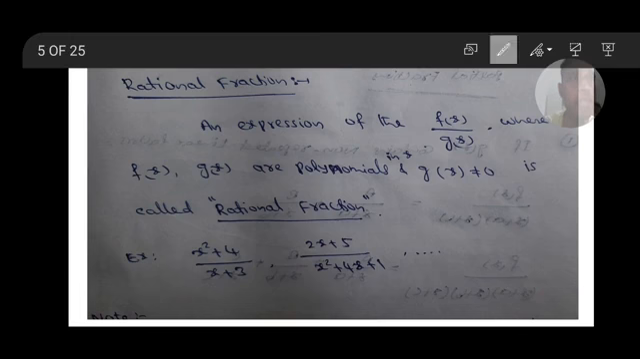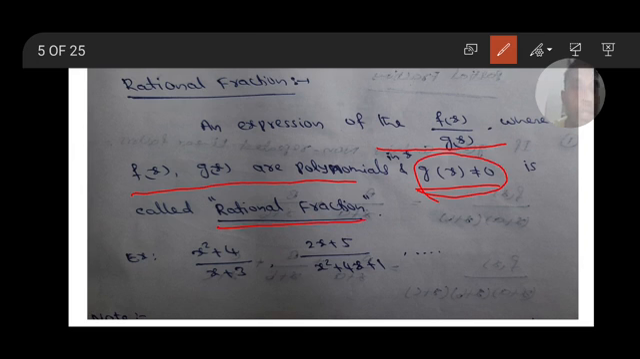Rational fraction, an expression of the form f of x by g of x, where f of x and g of x are polynomials in x, and g of x is not equal to 0, is called a rational fraction. It means the numerator and denominator are polynomials in x and the denominator is not equal to 0, that is g of x is not equal to 0.